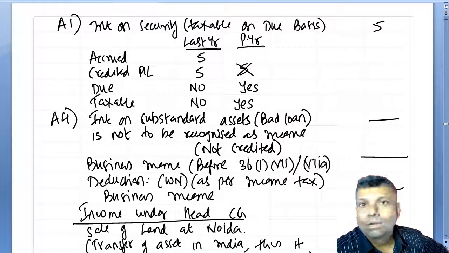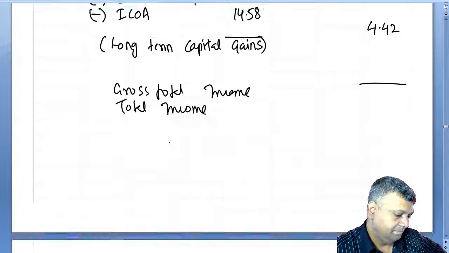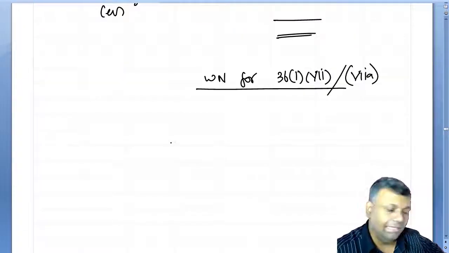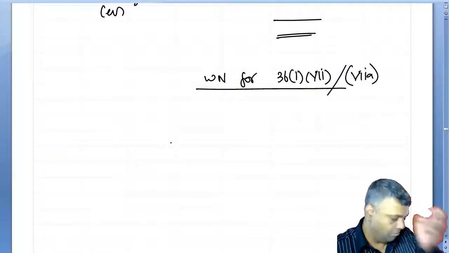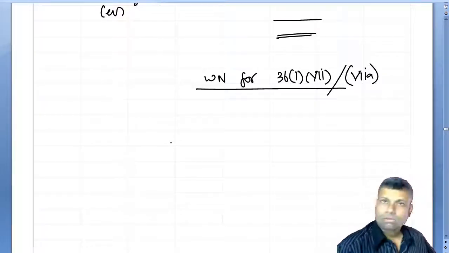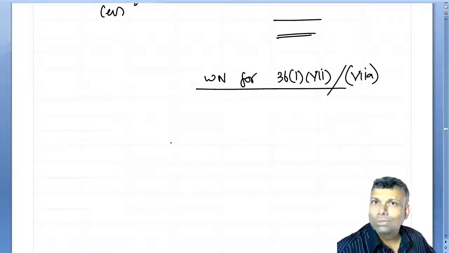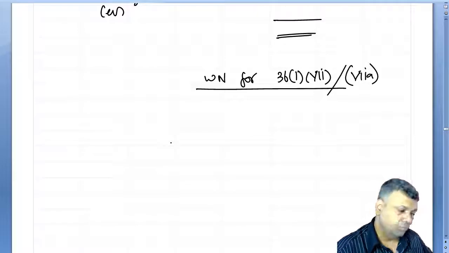Now the real hardcore bad debts provision. The working note for 36.1.7 and 7a. Here the students again make a lot of mistakes. Okay. So I'll do it both ways. I'll show it to you in the ledger format also. I'll show it to you in the computation format also. Both ways.